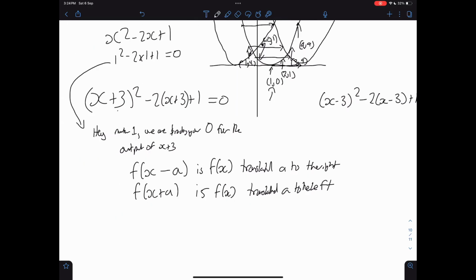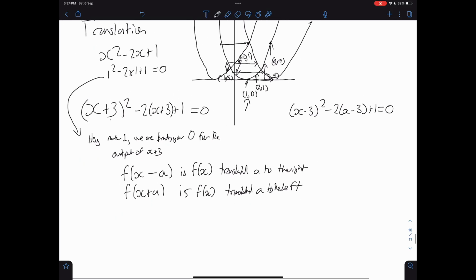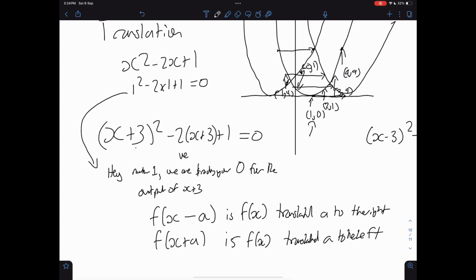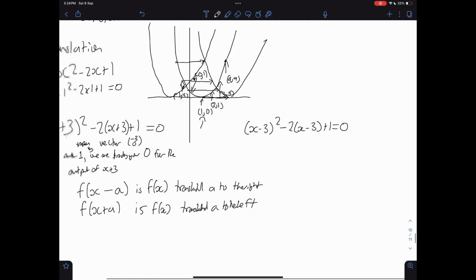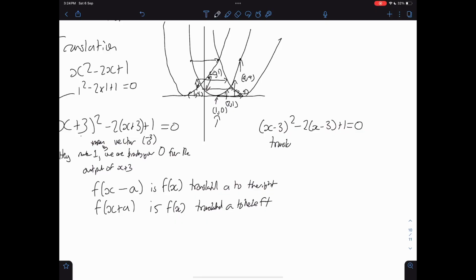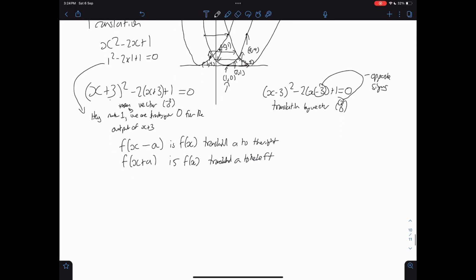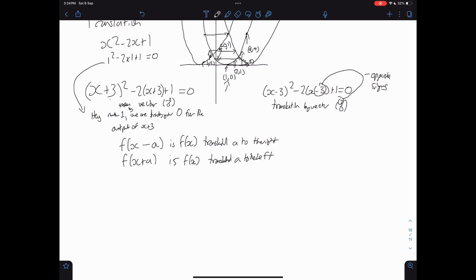And then that'll be opposite to what it would look like on a vector, because this would be translation by vector minus 3, 0, because in vectors going to the left is negative. And then over here would say translation by vector positive 3, 0. And these two opposite signs, so sometimes that can be a bit hard to work your head around. That's horizontal translations.